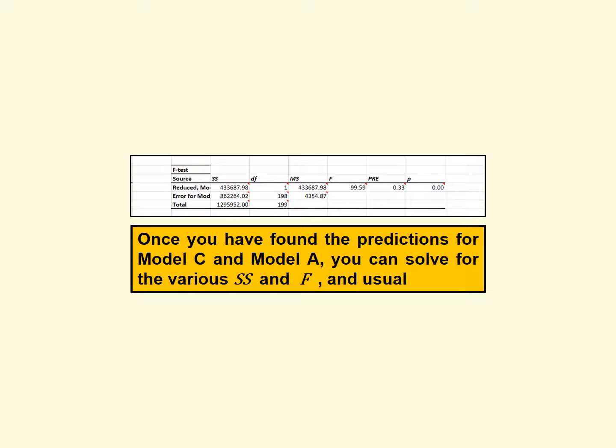Now once you have your predictions from the compact model and the augmented model, you can go ahead and solve for the various sums of squares and for the value of F and proportional reduction of error and the p-value, just as you would any other model comparison that we've done in Excel. For the purpose of this supplemental lecture, I'm not going to go through and do all that again, because if you're in my class, you know how to do this, or if you don't, you can at least ask me about it, and it's obviously not all that hard.